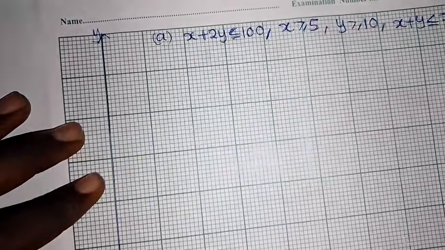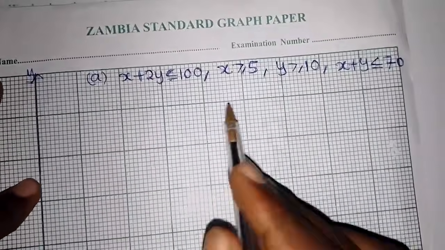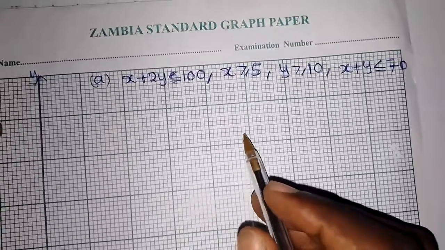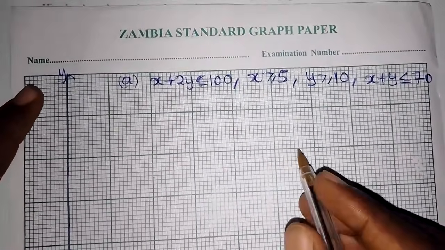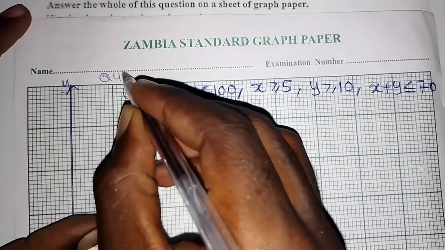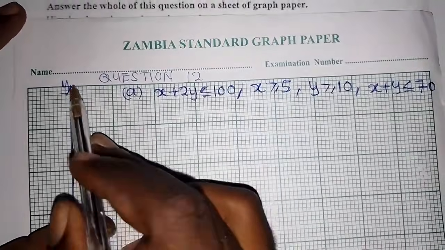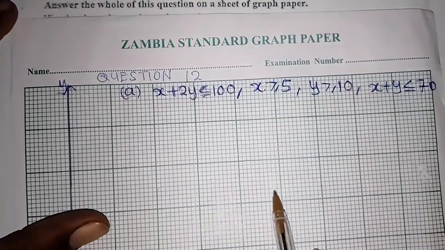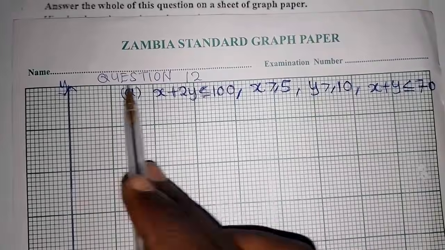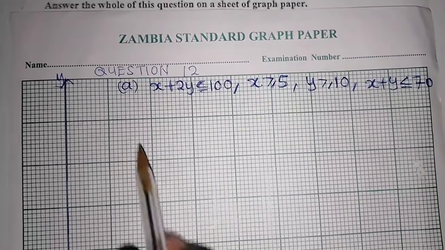You know that this is the y-axis. Then this is what? This is your x-axis. Once you are done with this, you know that 4 marks are waiting there. So in an exam, you are going to include the question here. If it is question 12, you write question 12. Then you write your name there, your exam number. Don't forget to include the question. So even if you end here, 4 marks are waiting there.